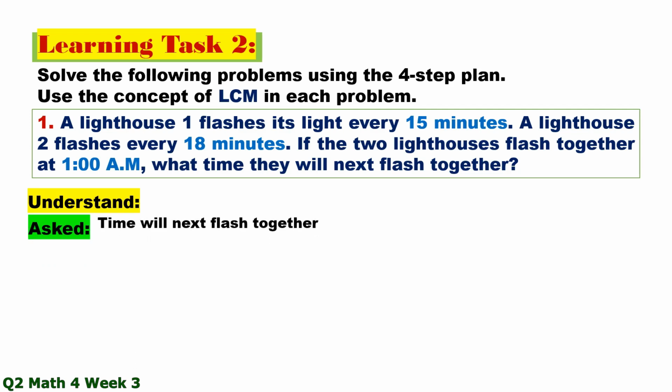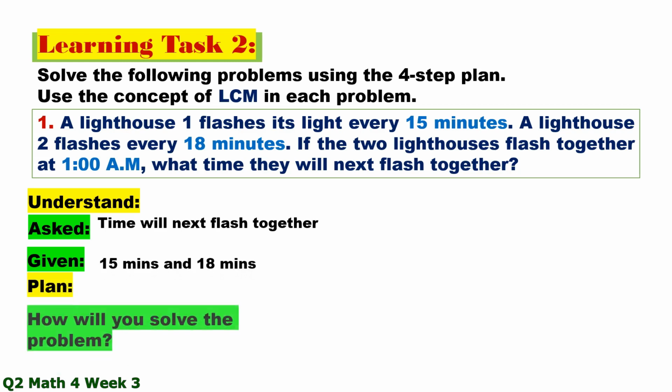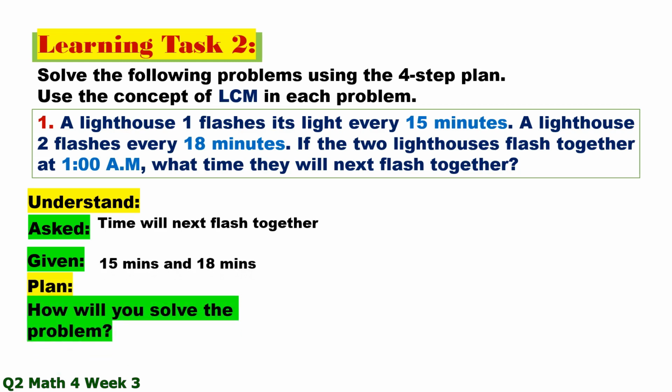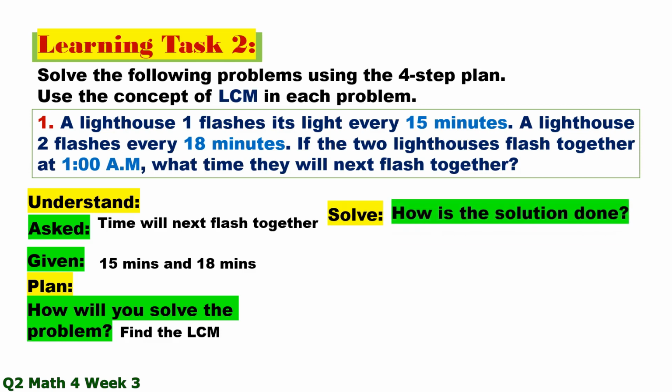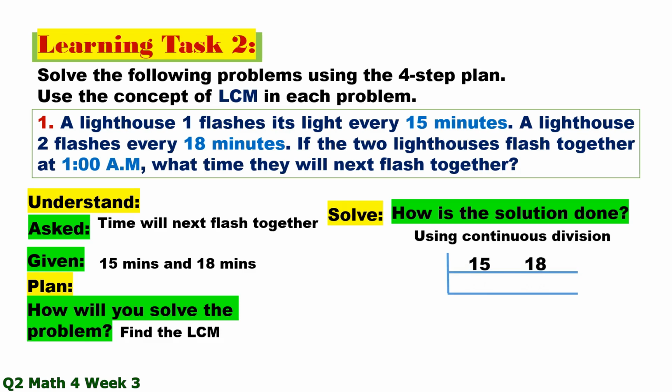What is asked? Time they will next flash together. Given: 15 minutes and 18 minutes. How will you solve the problem? Finding the LCM. How is the solution done? Using continuous division of 15 and 18.